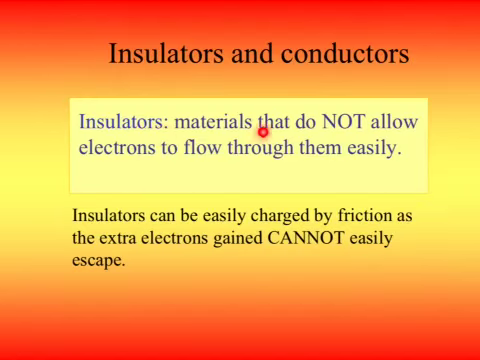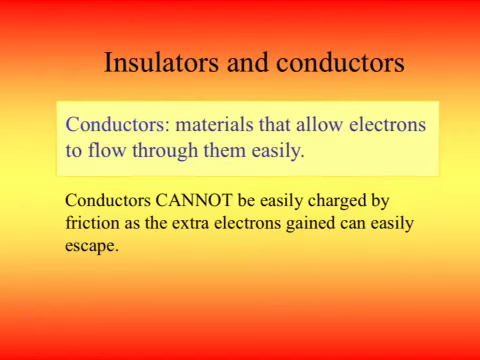Insulators are materials that don't allow electrons to flow through them easily. Insulators can be easily charged by friction, as the extra electrons gained cannot easily escape. Conductors are materials that allow electrons to flow through them easily. Conductors cannot be easily charged by friction or by rubbing, as the extra electrons gained can easily escape.